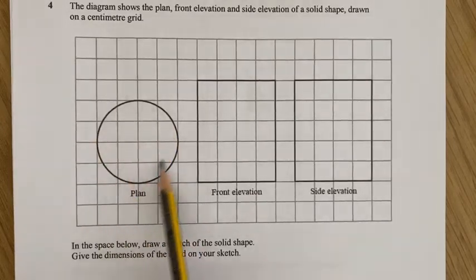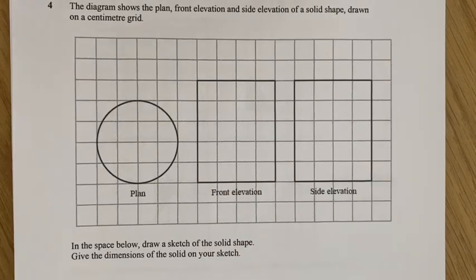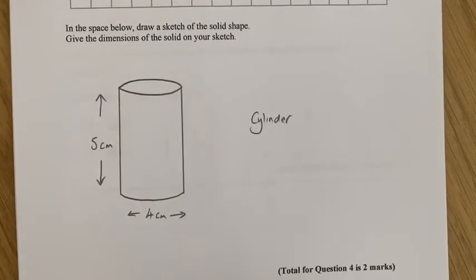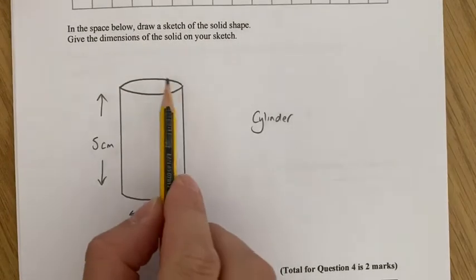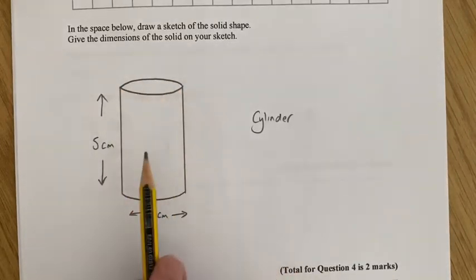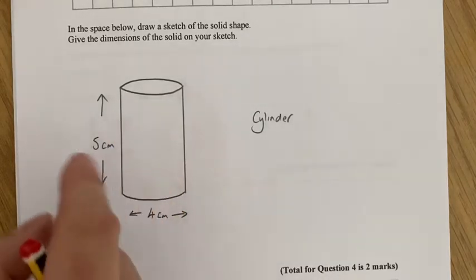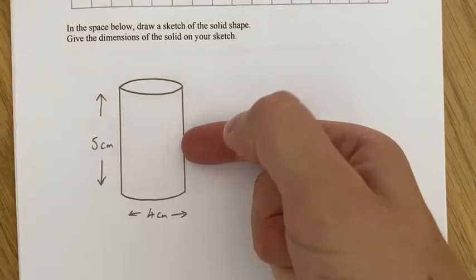So that's what it looks like from above. That's what it looks like from the front. That's what it looks like from the side. And what you would get is a cylinder. Okay, so you'd see a circle if you're looking directly above, and you would see a rectangle if you look directly from this side, and then a rectangle if you look directly from that side.